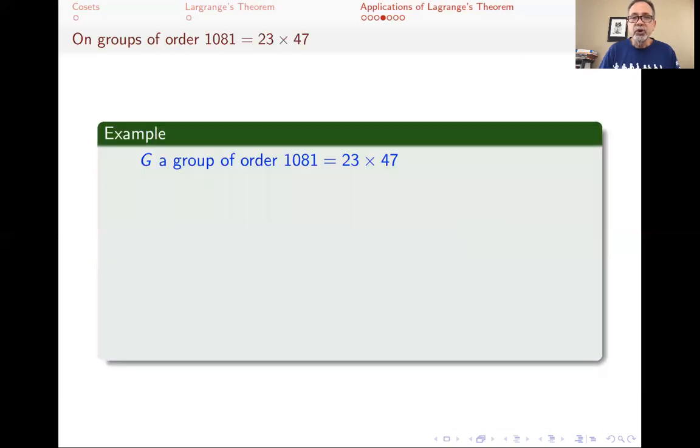Okay, let me show you how we might apply Lagrange's theorem to a slightly more complicated group. So let's say that I have a group of order 1081. So I'm again sitting in my room, and this time a group of order 1081 walks in. And 1081 is 23 times 47. Okay, so what?